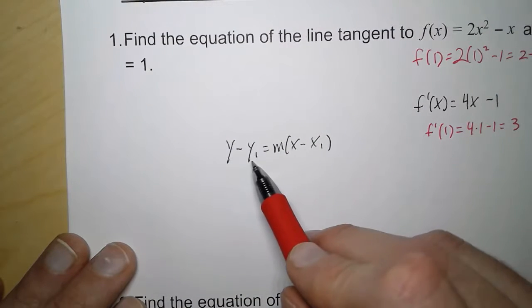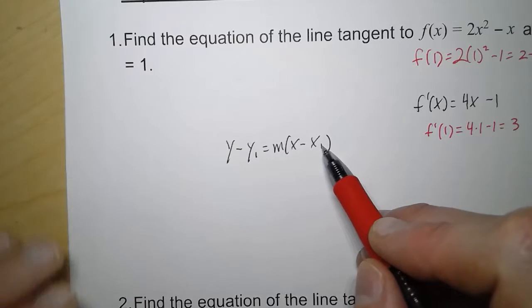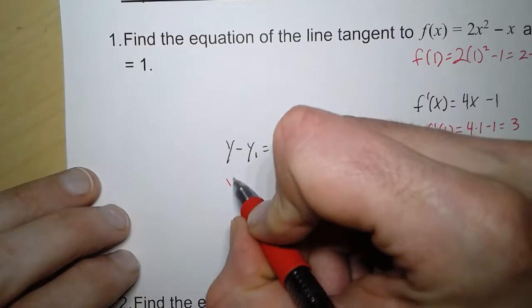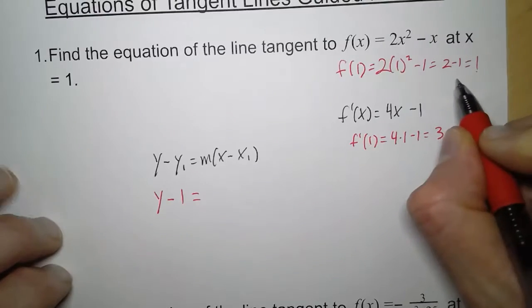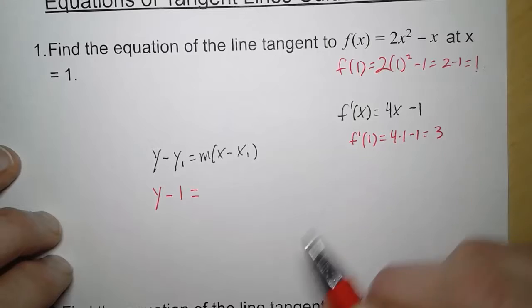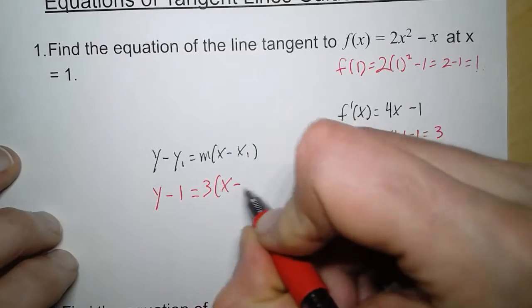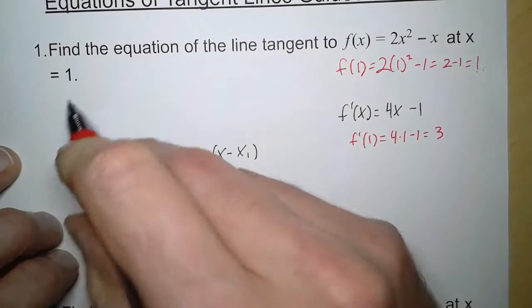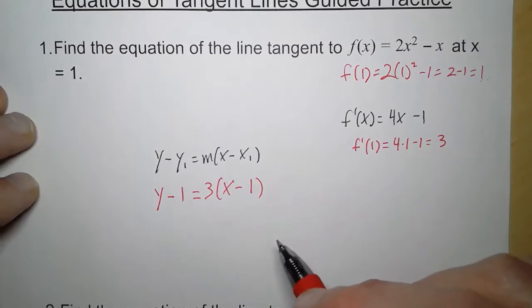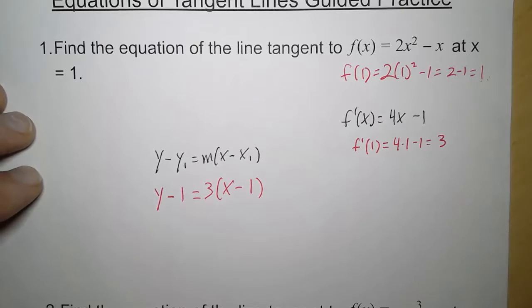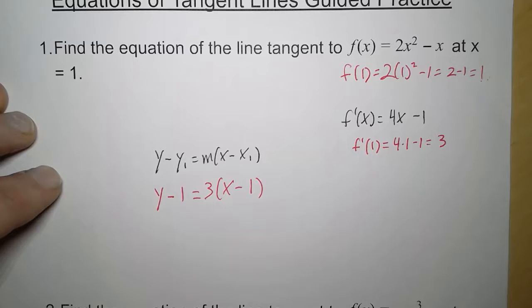y1 is the y value that the line goes through, m is the slope, and x1 is the x value that it goes through. So that means 1 is the y value that we found up here. The slope is 3 times x minus 1, where 1 is the x value that we're working with. So this is what it would be in point-slope form, and you can actually stop here if that's acceptable for you. But I'll put this in slope-intercept form also.